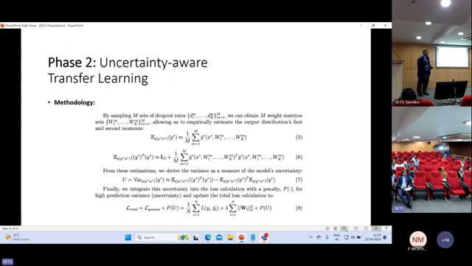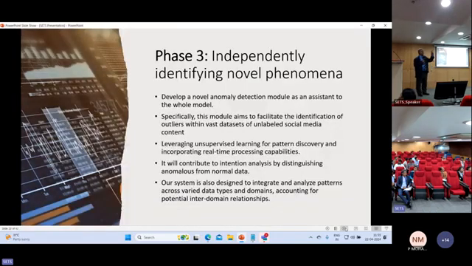So this is uncertainty-aware transfer learning. That's the second thing. That means we have been able to do the feature extraction and we've been able to handle the uncertainty in the data. Then phase 3, we have an independently identified novel phenomenon.